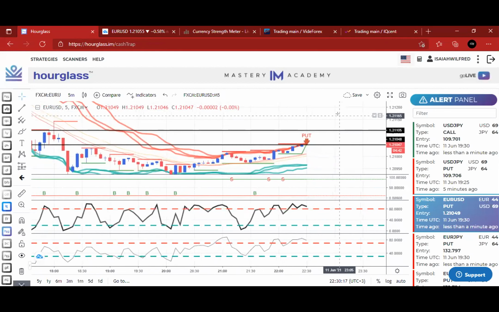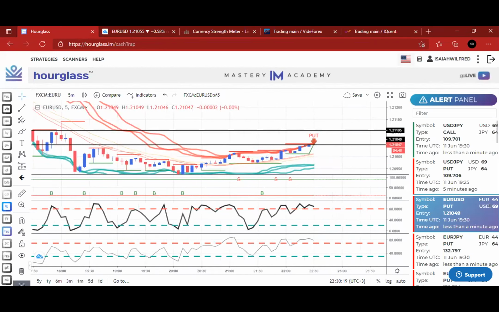Okay, let's just look at this real quick. Now we have that the strength for Euro USD on Hourglass is what? 69 is stronger than 44. USD is stronger than Euro. So we are supposed to do what? The bottom pair is stronger than the top. Are we supposed to buy or sell? The bottom is stronger than the top. We are supposed to sell. That's correct. Okay, so we are supposed to sell.